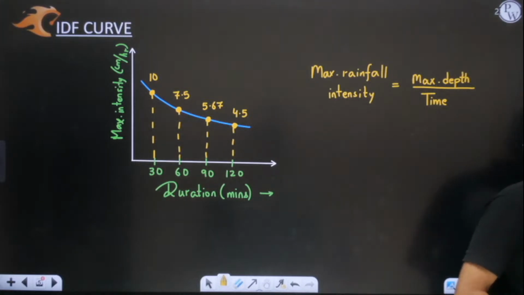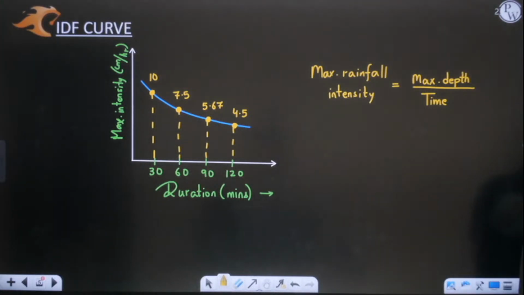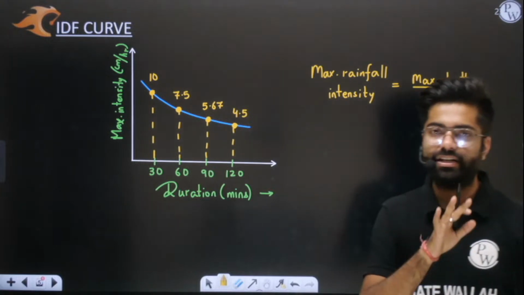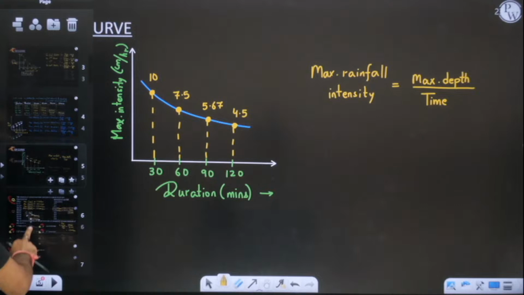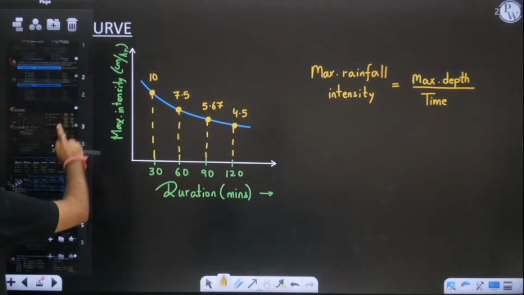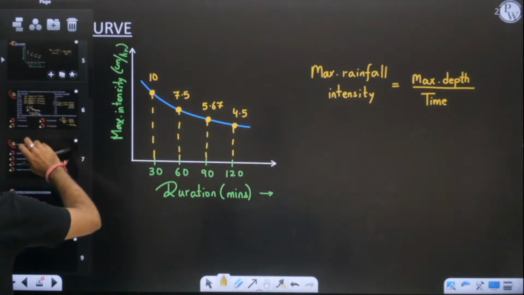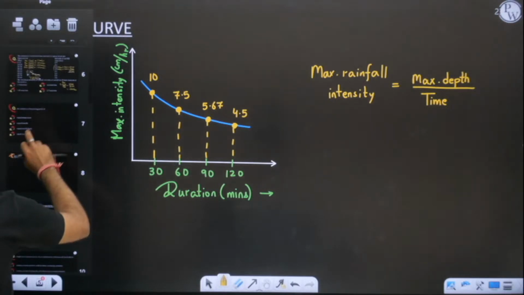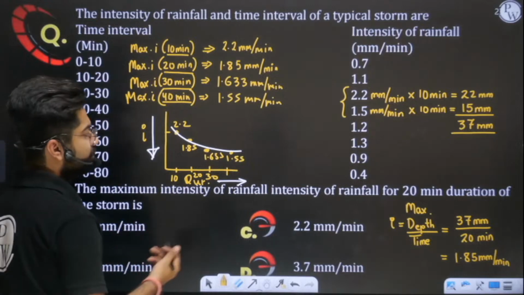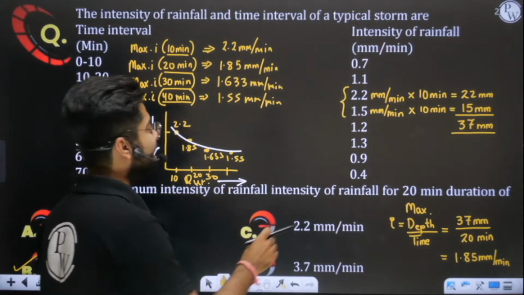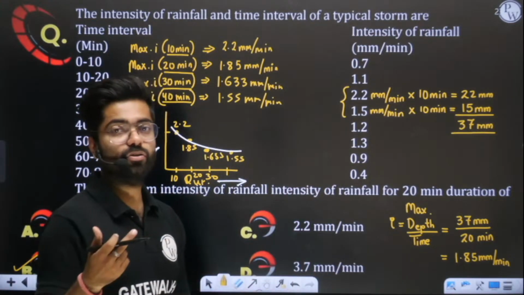Is this thing clear to you? Tell me. If this concept is clear to you, then we'll move on to the next one. So intensity, duration, frequency curve is fully clear to us. I have given you the entire concept here. Now we'll move on to the next thing, which is world's greatest rainfall. So this question is fully clear to you. Now I hope why 10 minute, 20 minute, and 30 minute groups we are making.